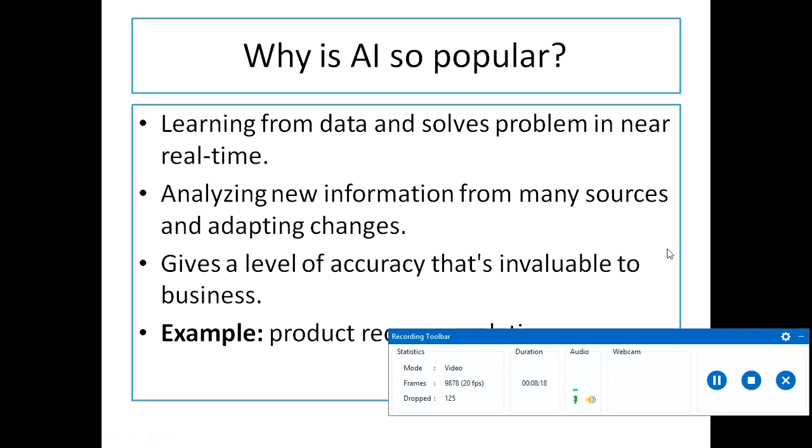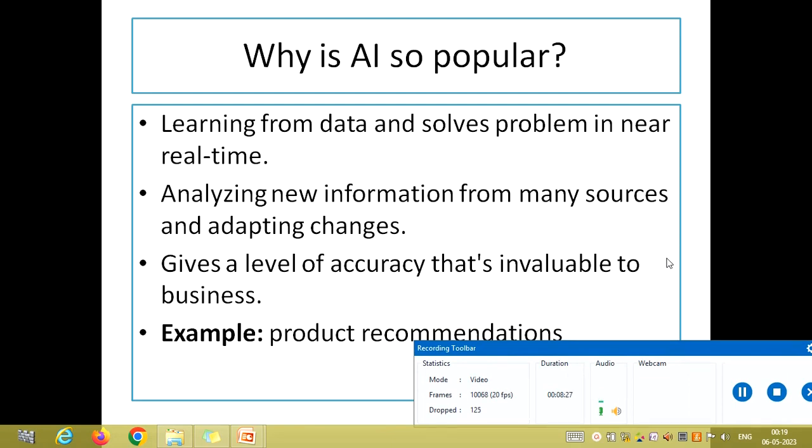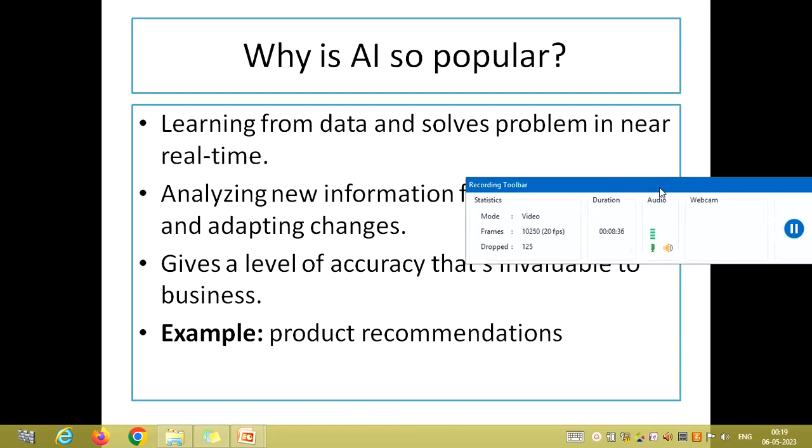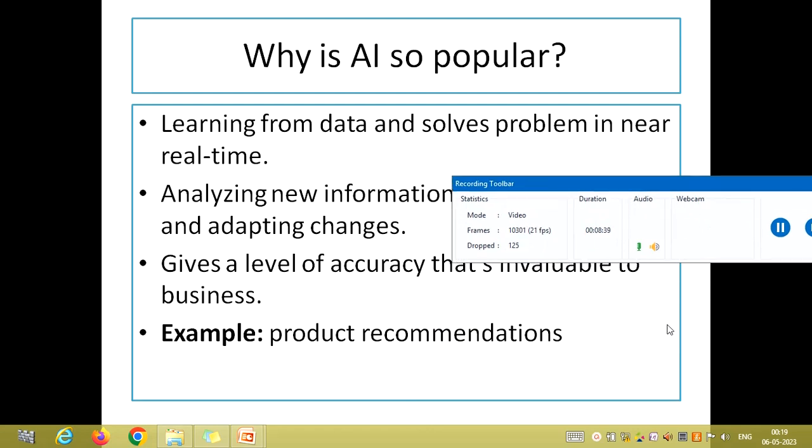Also, it helps to reduce the time taken to solve the problem or to complete the task. For example, in product recommendations, it can analyze the clicks of users, understand their interests, and recommend products as per their requirements. So this is done in real time. As soon as the customer clicks on products, it analyzes the previous history and makes a decision to suggest necessary products to the customer.